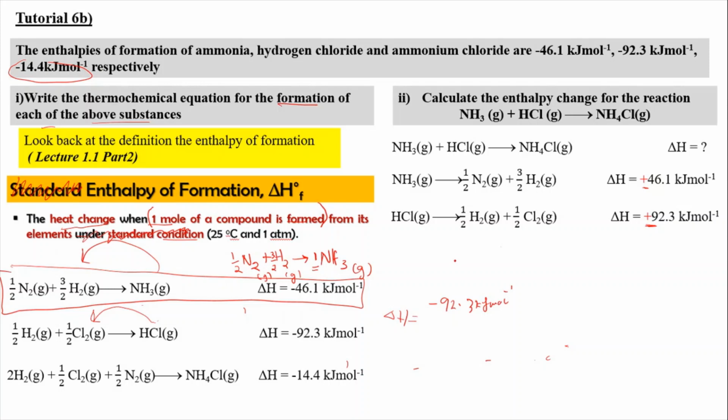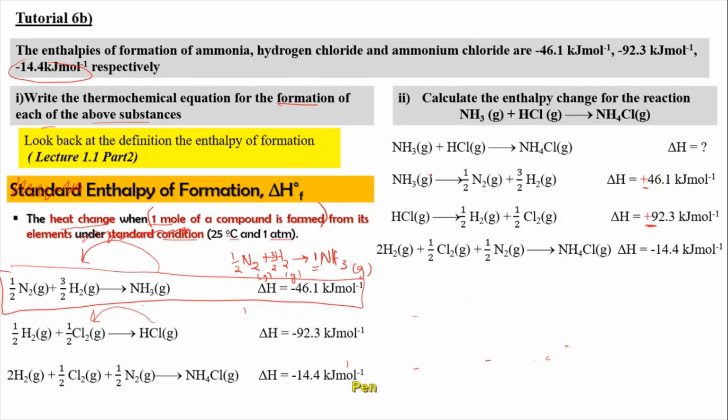And the next one, as you can see here on the third equation, NH4Cl is on the product side. So I think you can use the equation straight away and use it directly here, because it's already on the product side. So NH3 and NH3, same position. HCl and HCl, same position. NH4Cl is in the same position.